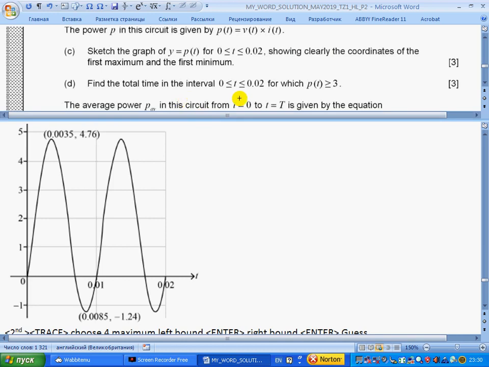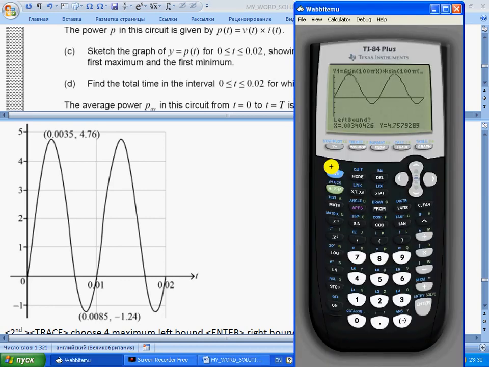Find the total time interval from 0 to 0.02 where power is more than or equal to 3. So for this reason we should add another graph, which is y equals 3, to find the time intervals when power is more than 3. We need t1, t2, find the difference, t3, t4, find the difference. How do we find this intersection point?